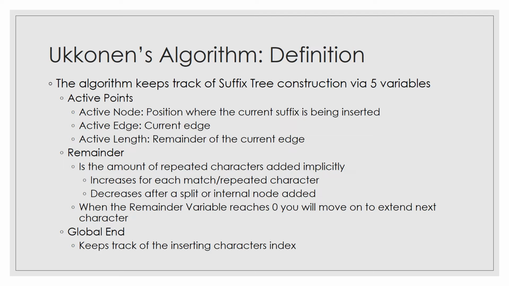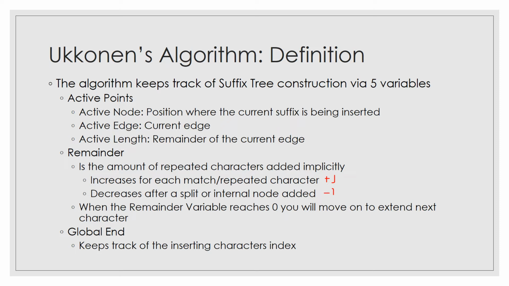Every time we find a match for that character, we go up by 1. And it decreases after a split or an internal node is added. So anytime we add a new node or a split, we subtract 1. So we add 1 and then we subtract 1.